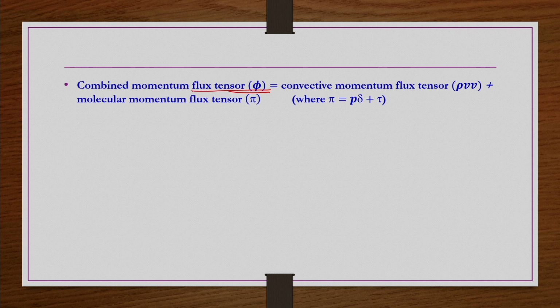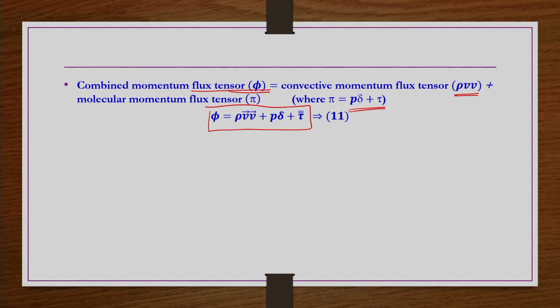The momentum flux because of convection is nothing but ρvv, and the momentum flux because of the molecular transport mechanism is nothing but π, and that π is nothing but p Kronecker delta plus τ. That means we have Φ equal to ρvv plus p Kronecker delta plus τ.